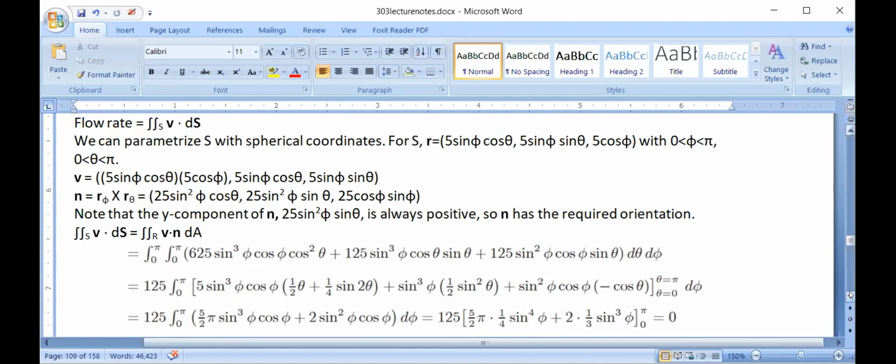So this tells you that the net flow, some of it's going through, some of it's coming back. The net flow in this case is actually 0. So now let's take this fluid flow and extend it a little bit further.